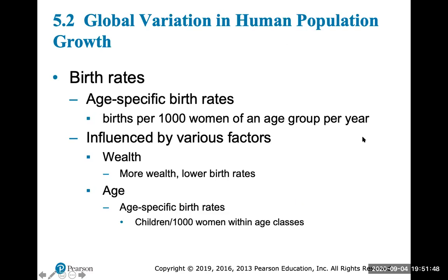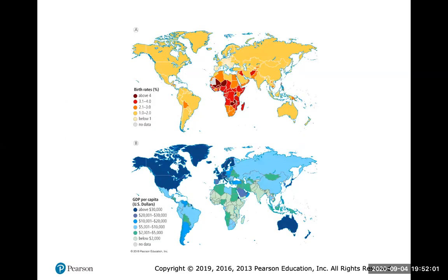So what is a birth rate? The age-specific birth rate is births per 1,000 women of an age group per year. You should know that definition. It's usually influenced by your wealth and your age. So this is a look at birth rates in different countries in the world and how they relate to the GDP, which is how we measure the wealth of countries. You can see here it's inverse: the greater the birth rates, or number of children born, the lower the GDP level. Primarily the countries that have the lowest GDP, that are the poorest, are having the highest birth rates.